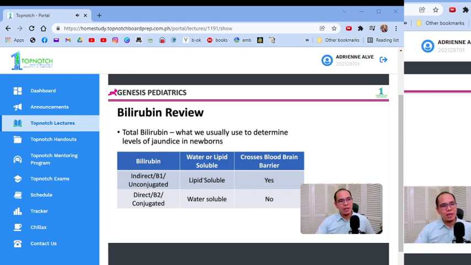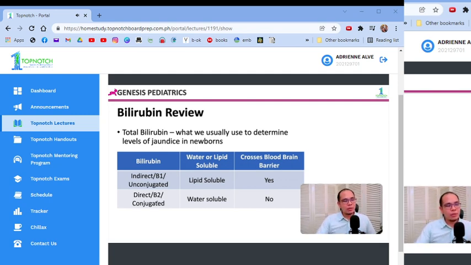Okay, again, indirect is lipid soluble. Because it's lipid soluble, it crosses your blood-brain barrier. That's why it's more dangerous, because it might reach the brain. It might cause the complication of hyperbilirubinemia in newborn, which is your kernicterus pathologically, or clinically you call it bilirubin encephalopathy. Okay, so bilirubin encephalopathy, or pathologically kernicterus. Kernicterus is the deposition of your bilirubin in the basal ganglia. Okay, so yun, that's kernicterus.